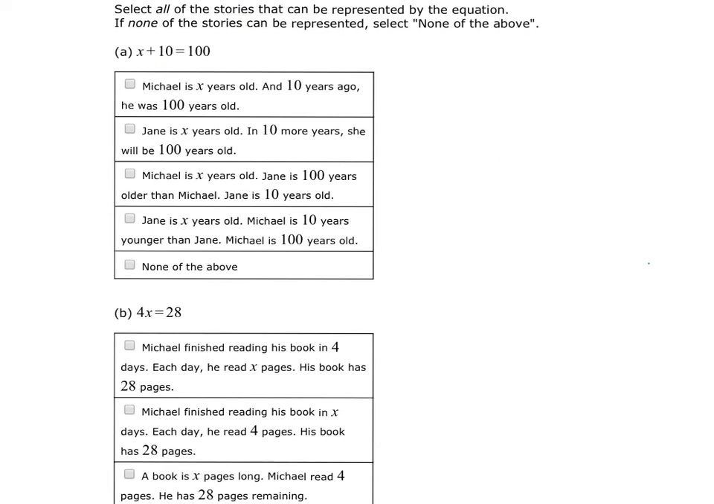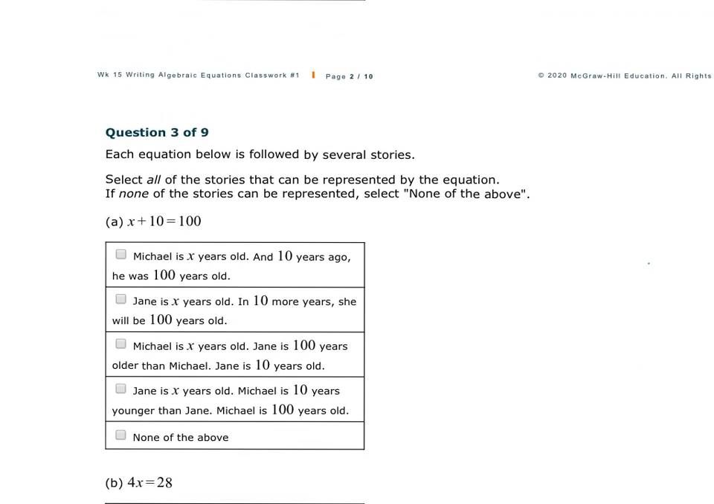Let's do one more like this. Let's do question 3, part A. I realize you will turn in your notes, not completely done today. That's okay. Michael is X years old, and 10 years ago he was 100 years old. So now he's X, but 10 years ago he was 100 years old. So we could write X equals 10 plus 100.